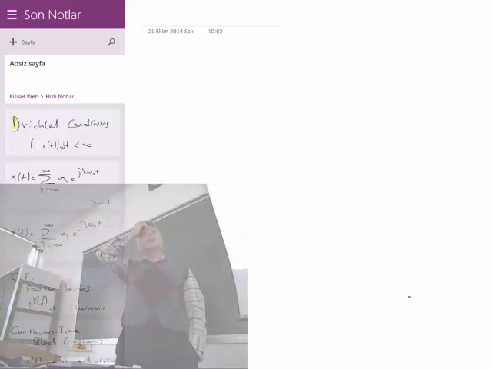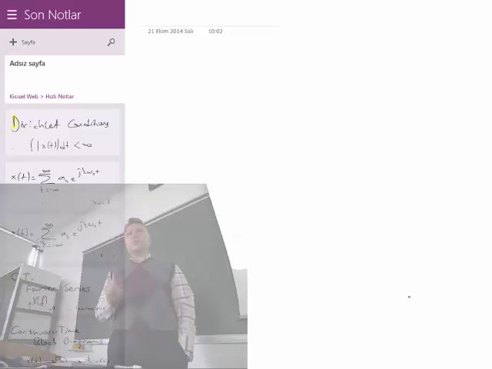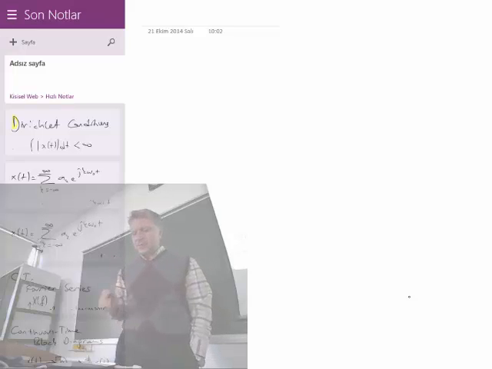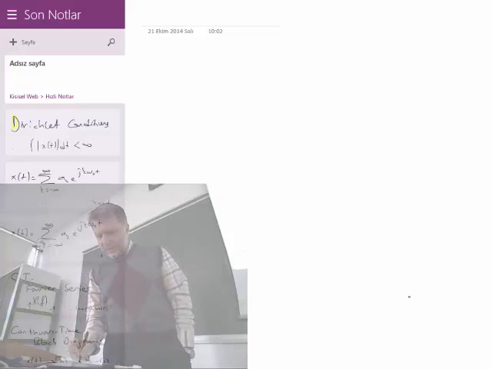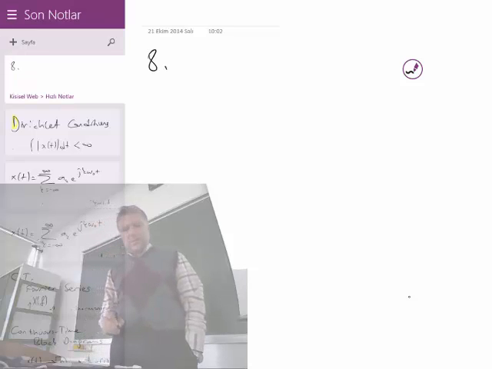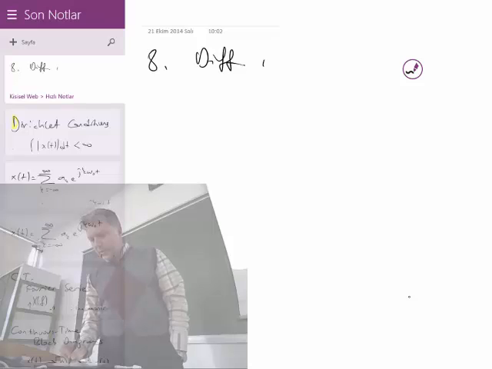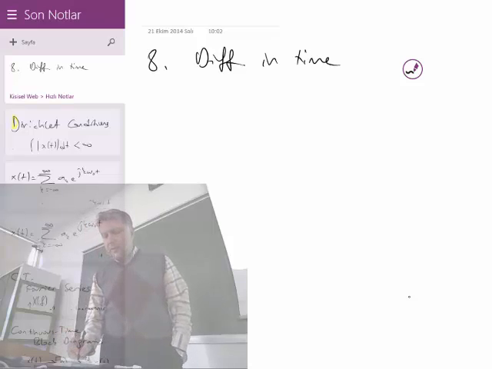Okay, in order to solve the next example question, we need to see one more property, and that's quite a critical one as well. What was it? The eighth property or something like that. It's the differentiation in time property, you can call it like that.